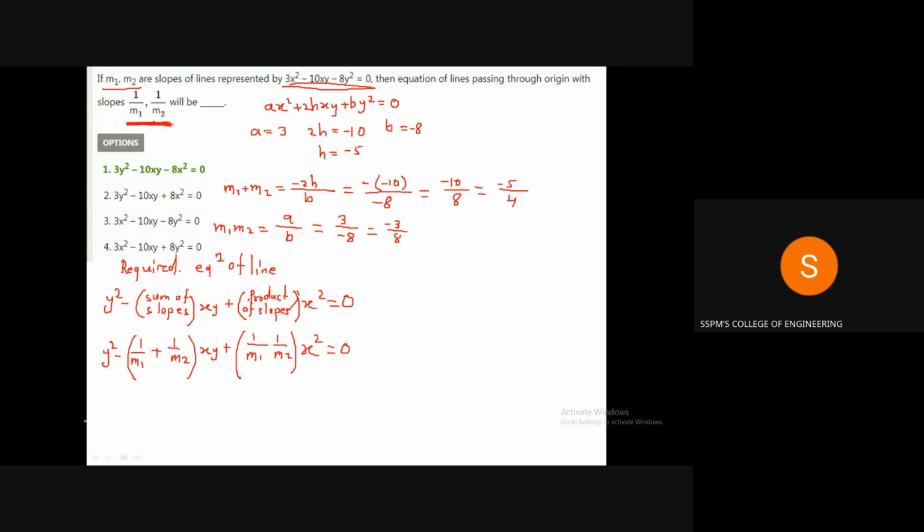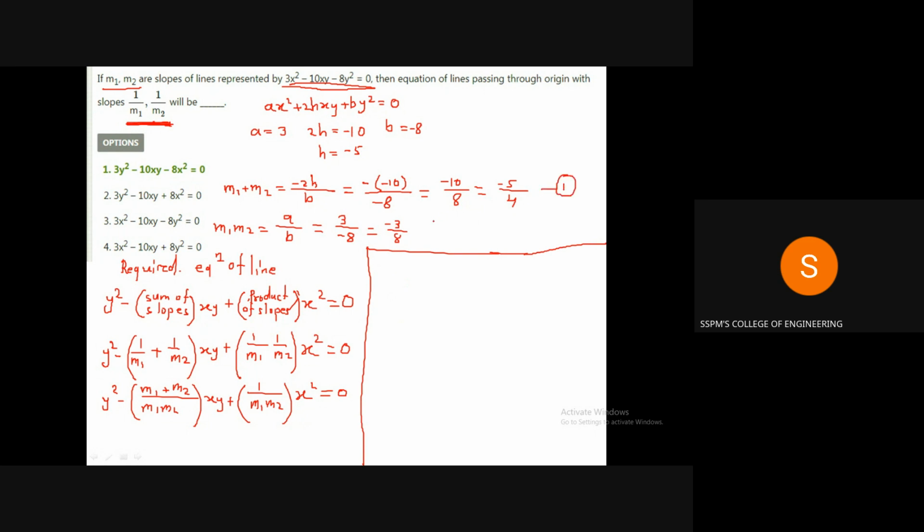So now we will solve this. y square minus, 1 upon m1 plus 1 upon m2 is m1 plus m2 divided by m1 m2, xy plus 1 divided by m1 m2 into x square is equal to 0. We have already found the sum of slopes and the product of slopes, so we will put the values here.